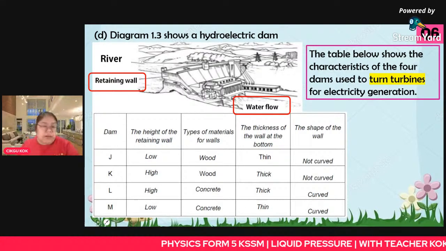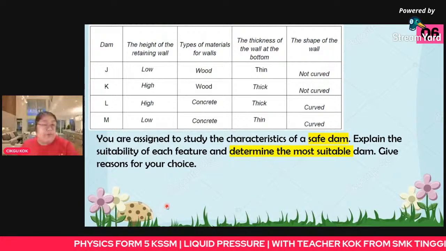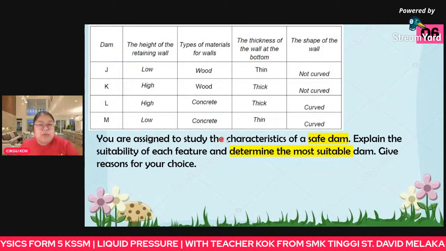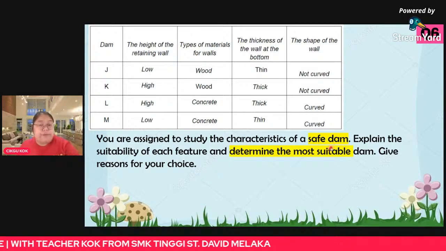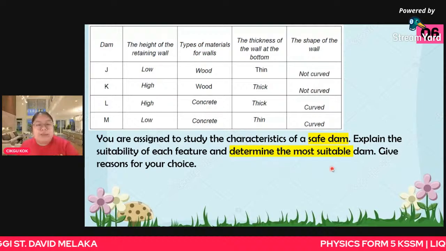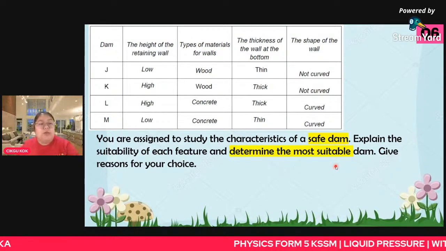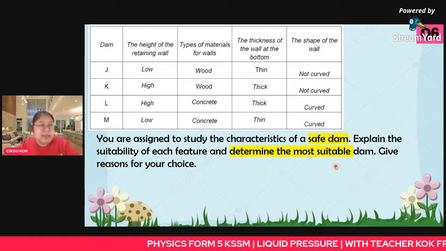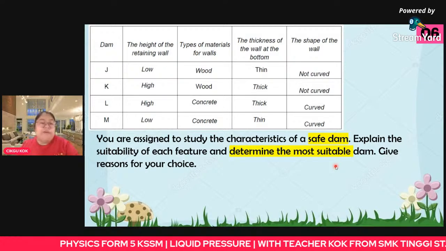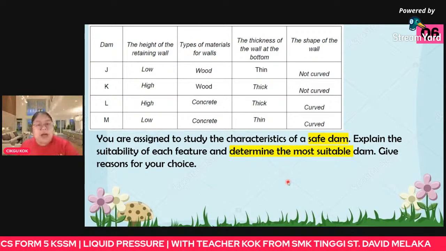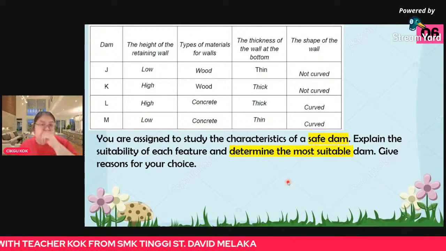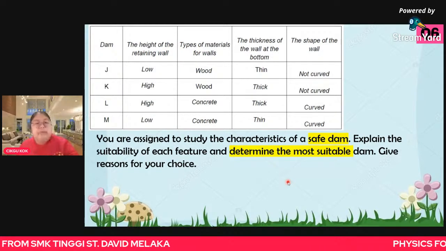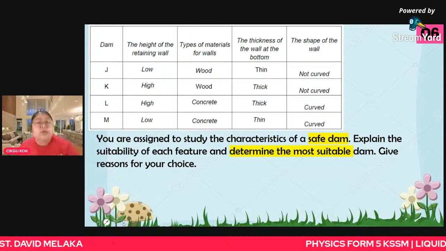For this question, you've got more to answer, so I'm going to refer to the question. You are assigned to study the characteristics of the safe dam. Keyword: safe. Explain the suitability of the features and also determine the most suitable. You need to explain first, then determine the suitable one. Give the reason for your choice. After you choose, you need to give the reason why you chose it.